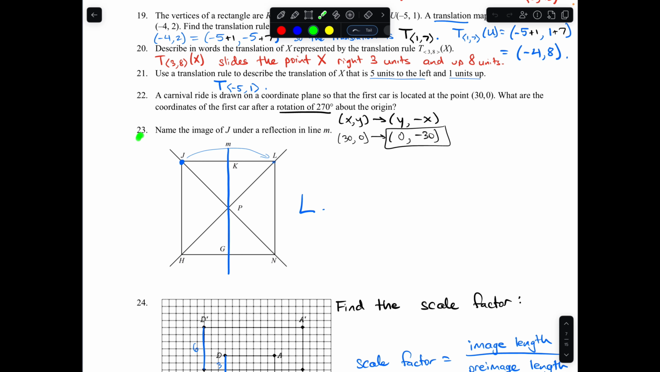Number 23, name the image of J under a reflection in line M. So where's line M? It's right here. That's what this little lowercase m is there for. And so if we take point J, which is right here, we need to find out how far it is from line M. And what I mean is the shortest distance from J to M, it's going to be that perpendicular distance right here. And if I go that same distance in the opposite direction, that'll land us at point L.